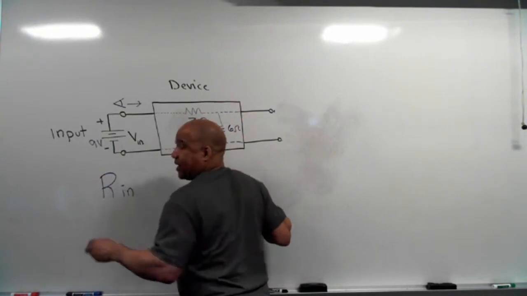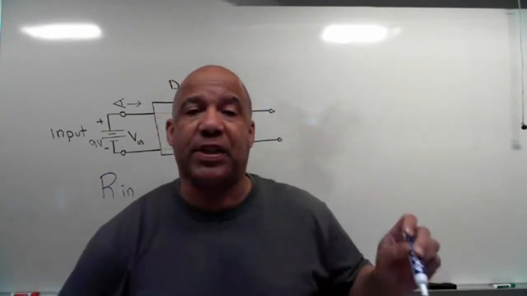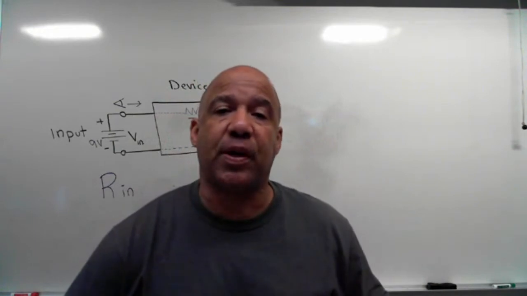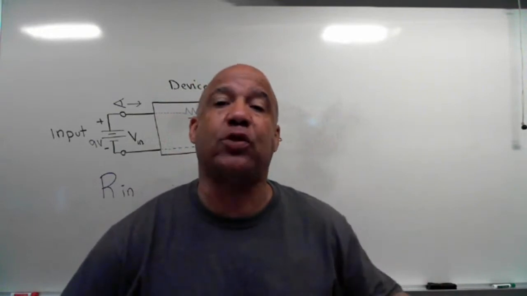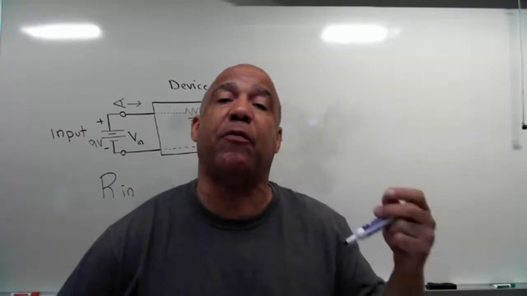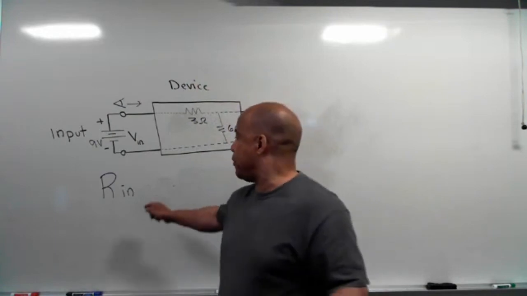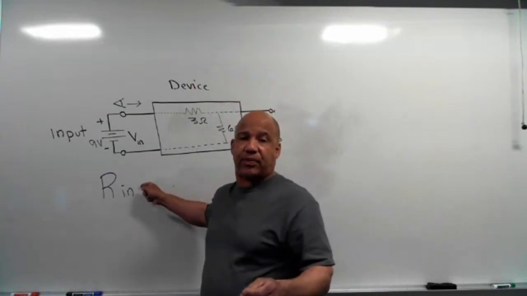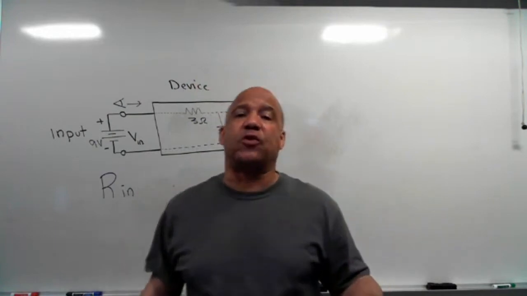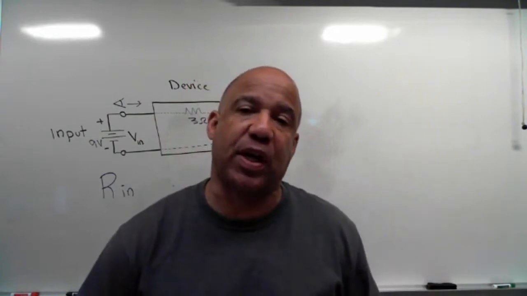If you're taking notes, what you want to write down is this: the input resistance of a device or circuit is the resistance from the point of view of the voltage source. The input resistance of the device is the resistance from the point of view of the voltage source, or you can say power source, to keep it general.